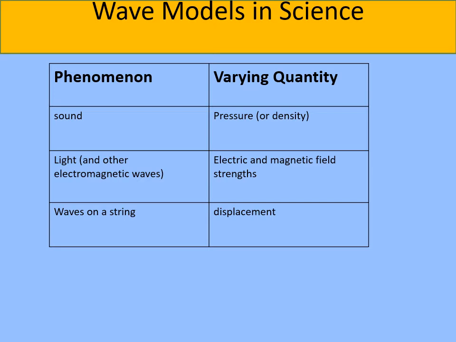Here we have some examples of different phenomena using the wave model in science. So, for example, sound. The varying quantity could be pressure or density. Light and other electromagnetic waves. The varying quantity could be the electric and magnetic field strengths. And another phenomenon is waves on a string, and the varying quantity is the displacement.